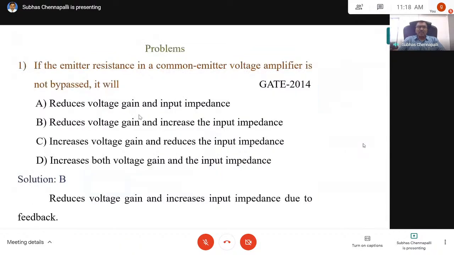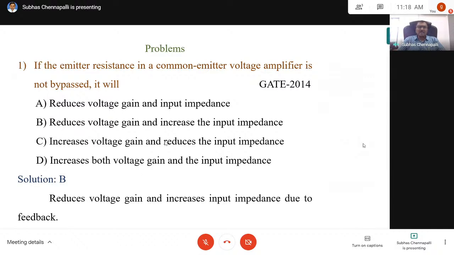Actually, when you give negative feedback, input impedance will increase. So the answer is: reduces voltage gain and increases input impedance. Voltage gain never improves with negative feedback. So your answer is B.